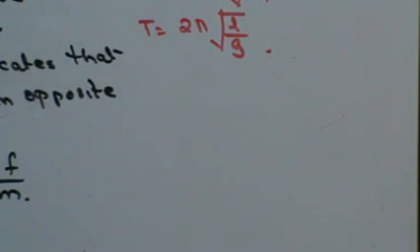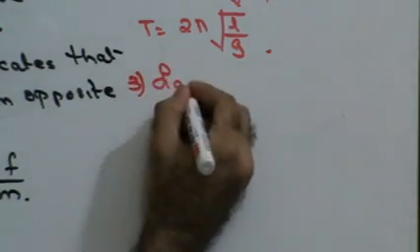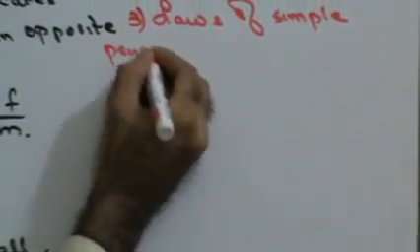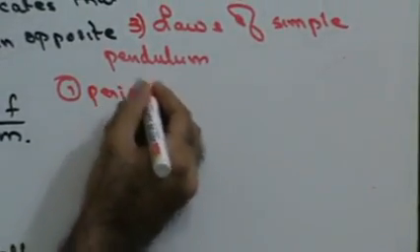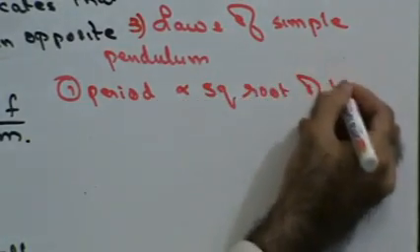Right? Now, from this, we understand the laws of simple pendulum. This expression gives you the laws of simple pendulum. Laws of simple pendulum. First, the period of the simple pendulum is directly proportional to the square root of length. Period is directly proportional to square root of length.